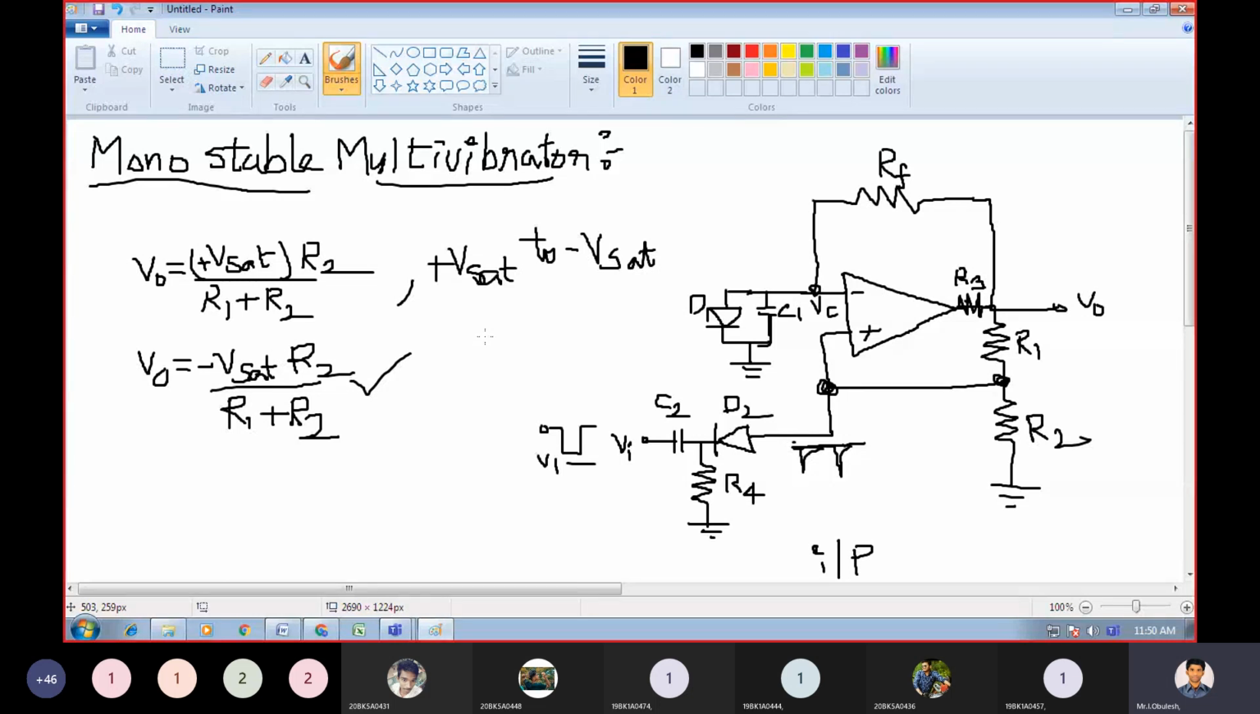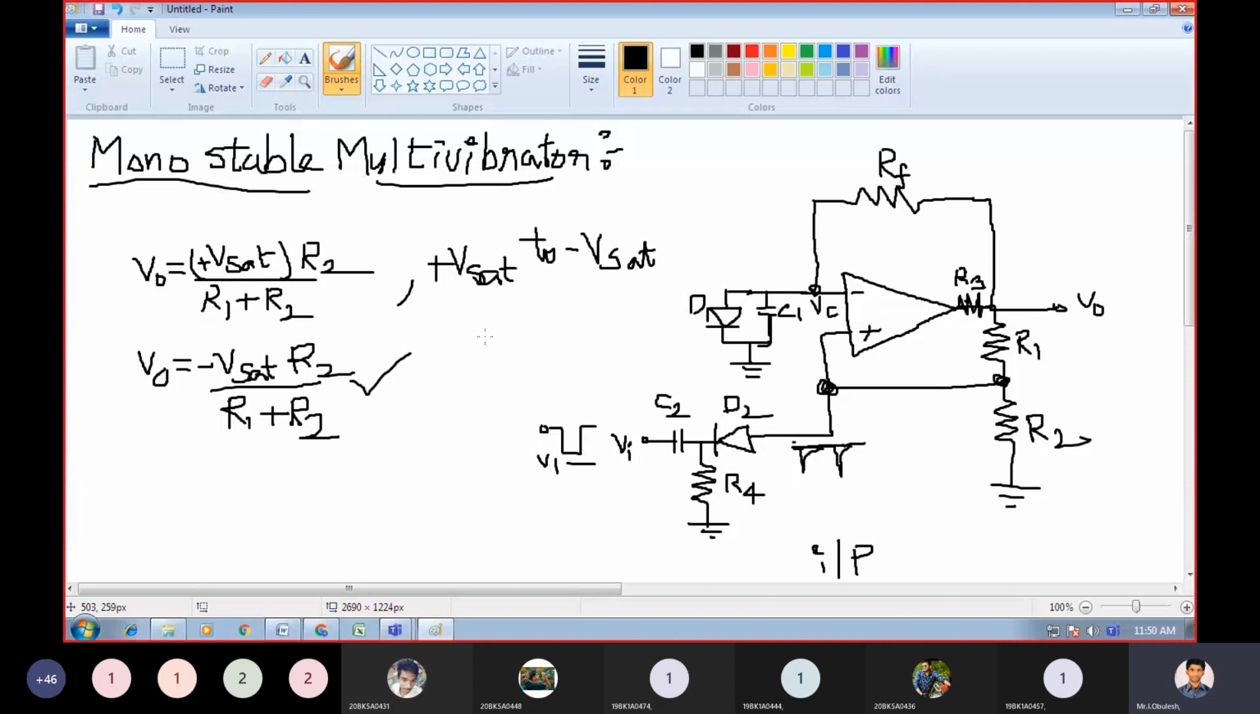That is, V naught is equal to minus V sat into R2 by R1 plus R2. Once it reaches that level, again this minus V saturation will charge up to positive V saturation. So this is the meaning of this statement: when the capacitor voltage Vc becomes just slightly more negative than minus beta V saturation, the output of the op-amp switches back to positive V saturation again.